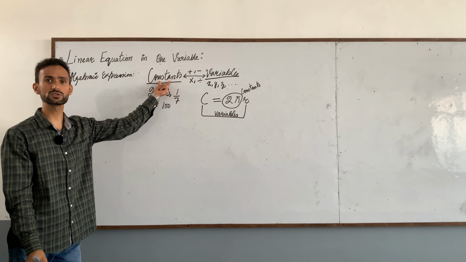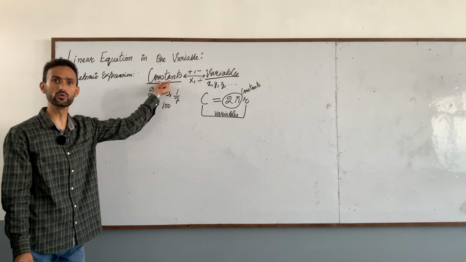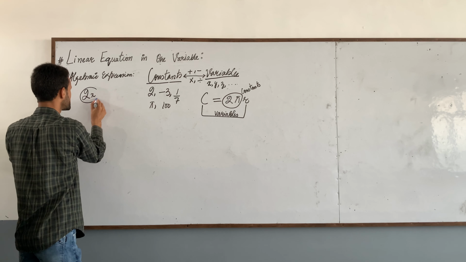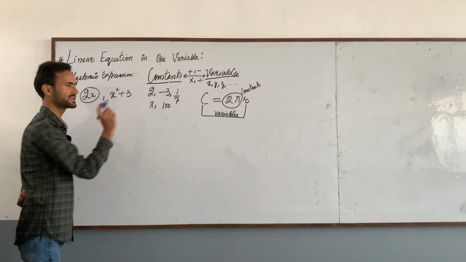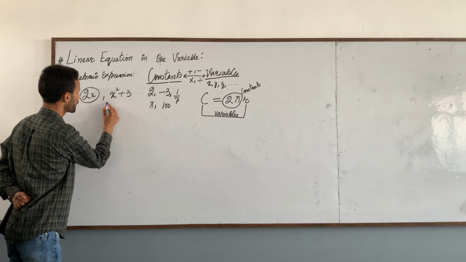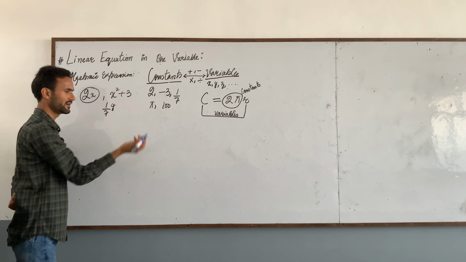The constants are also known as known quantities because they are known to us. The variables are also called unknown quantities because we have to find the value of variables involved in any algebraic expression. Now, if I take 2 and I take x, we get 2x. 2x is an algebraic expression. For example, x square plus 3 is an algebraic expression. If I take 1 by 7 into y, it is an algebraic expression.